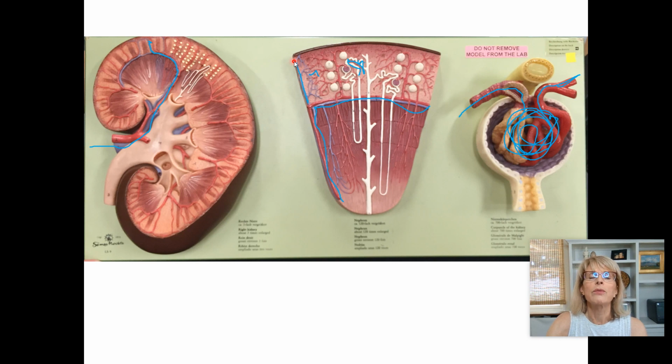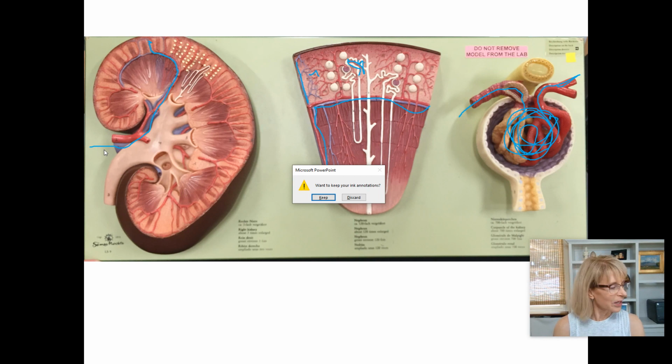Then we've got the cortical radiate vein, arcuate vein, interlobar vein, renal vein, vena cava. All right, we're almost there. We will do one more video to learn the path that fluid takes on its way to becoming urine.